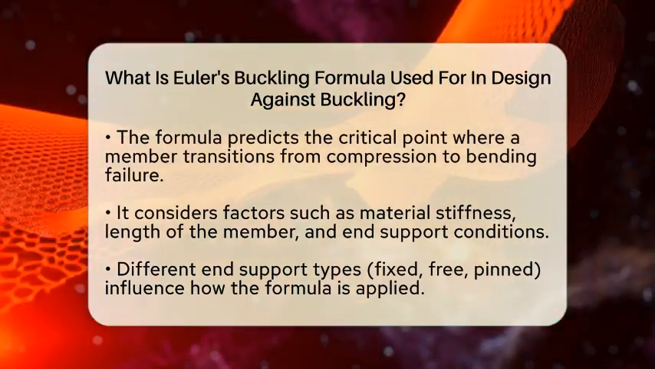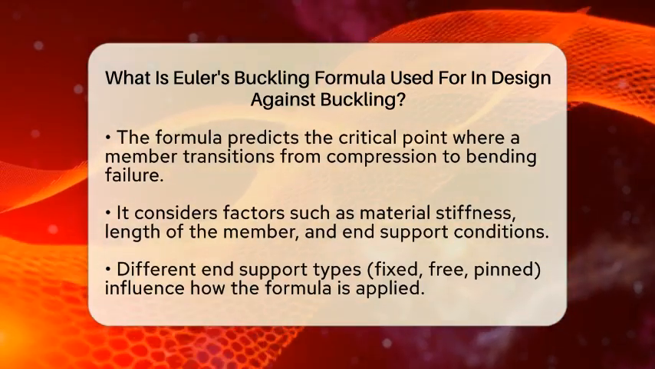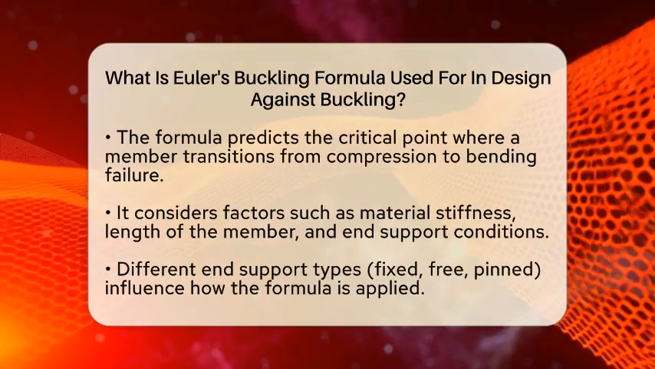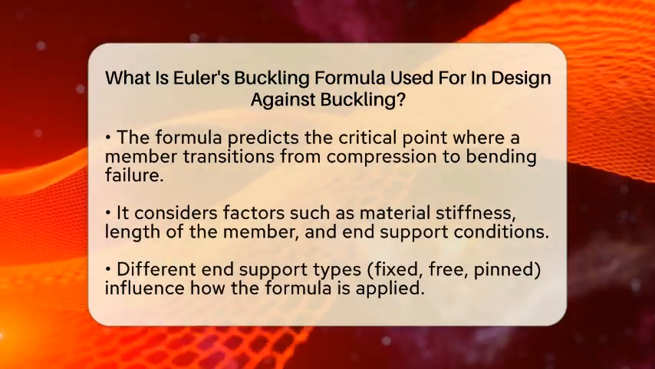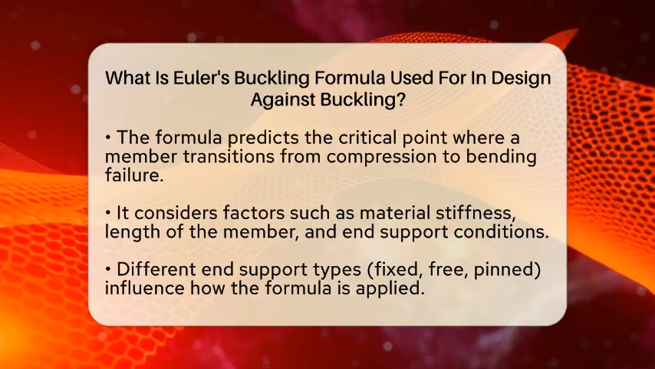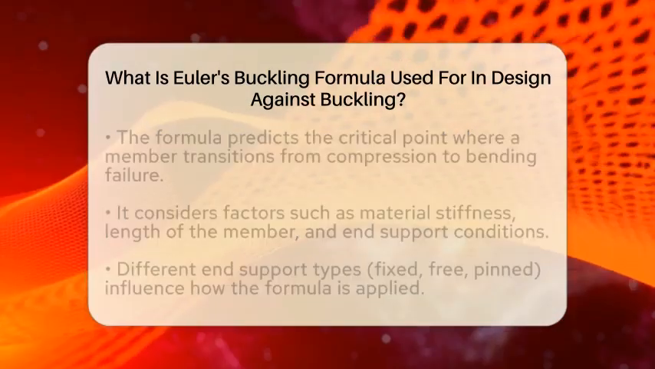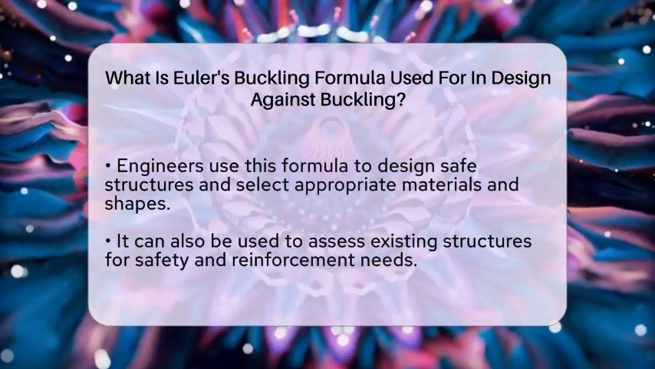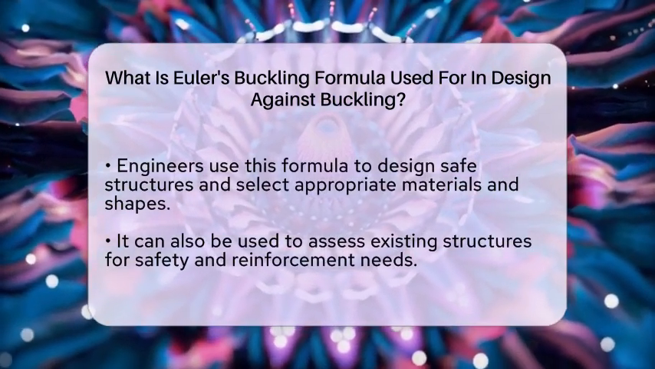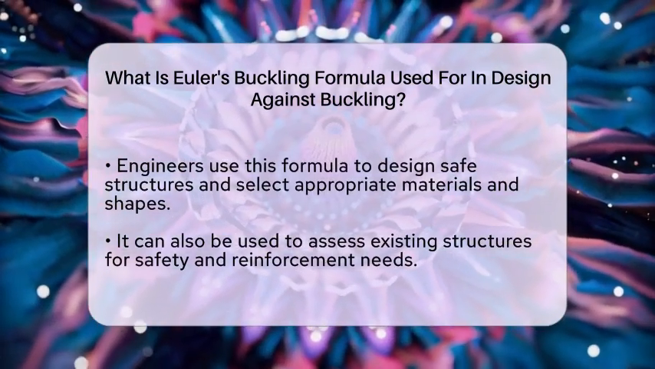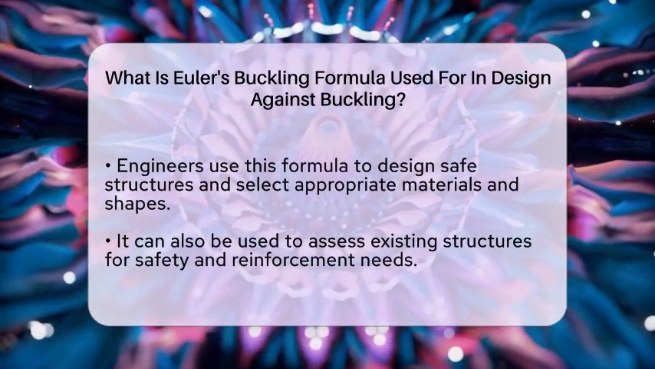Engineers use this formula to design all sorts of structures, from skyscraper columns to towers and bridges. It helps them choose the right materials, the proper cross-sectional shape, and the correct length so the structure won't buckle unexpectedly. If a structure already exists, the formula can be used to check if it's still safe or if it needs reinforcement.